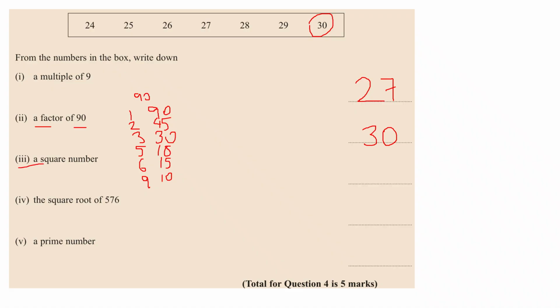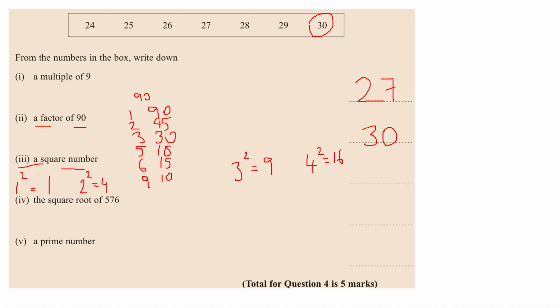Part III, a square number, so it's made by multiplying a number by itself. So we have 1 squared, which is 1 times 1, which is 1. 2 squared, which is 2 times 2, which is 4. 3 squared, which is 3 times 3, which is 9. 4 squared, which is 4 times 4, which is 16. 5 squared, which is 5 times 5, is 25.